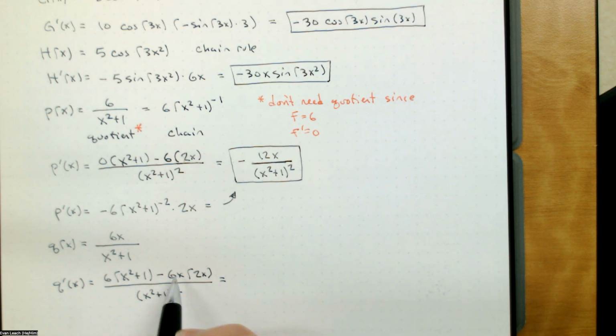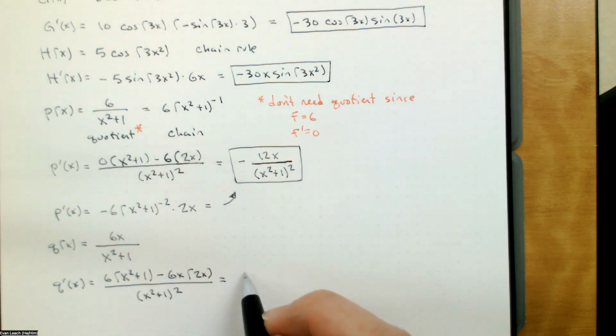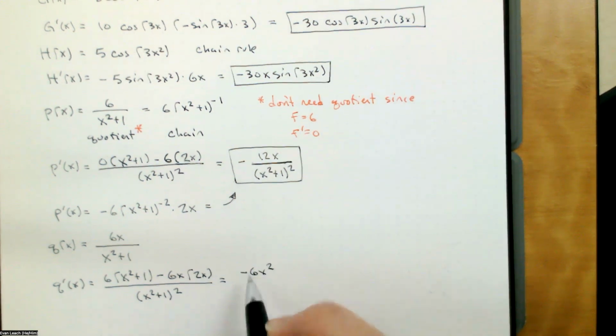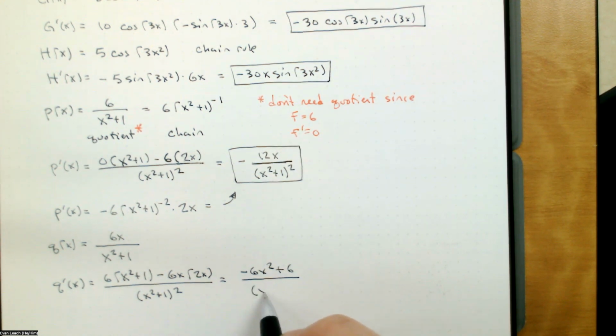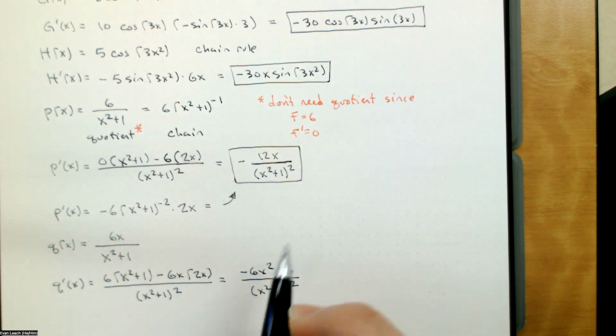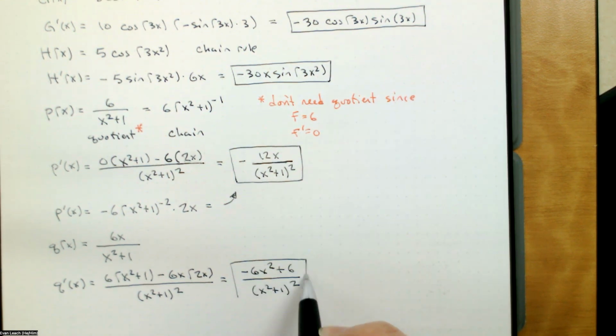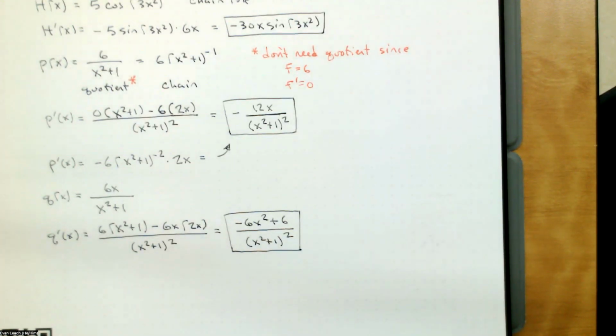So we get 6x squared minus 12x squared is negative 6x squared plus 6 over x squared plus 1 squared. That's probably our most popular expression for this answer. This class does not seem to be averse to having negative leading coefficients, so we'll just run with that.